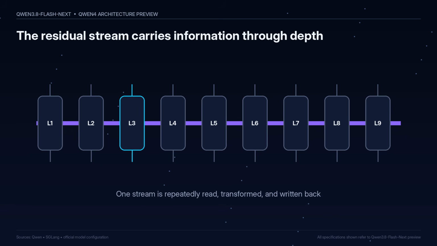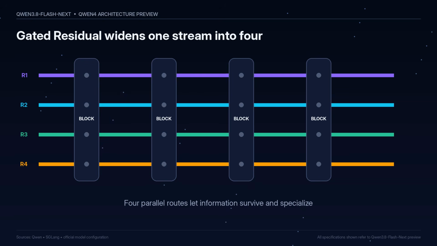Then the next layer does the same thing. After dozens or hundreds of layers, information from early in the network can become increasingly mixed together. Qwen's new solution is called gated residual.